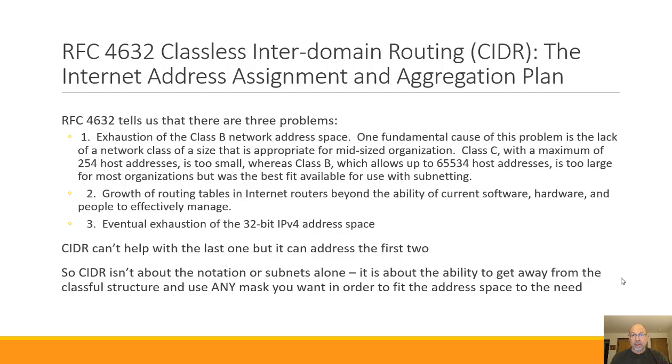Classless interdomain routing, the ability to use masks that have nothing to do with those boundaries, allowed the scaling of the network size to the number of hosts that you actually needed. So do you need 1,000 hosts? Here's a 1024 address space. Need a couple of thousand? Here's a 2048. So that was the whole idea.